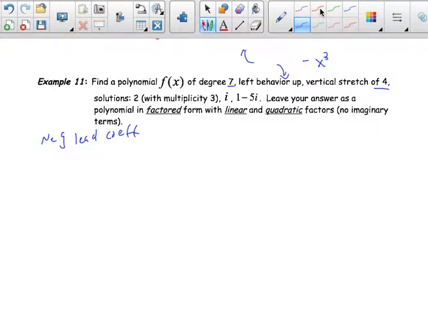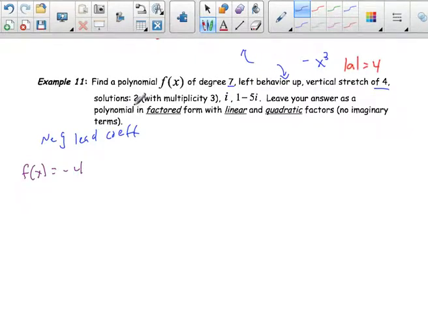A vertical stretch of 4 means that the absolute value of the leading coefficient is 4. If the absolute value of the leading coefficient is 4 and it's a negative leading coefficient, that means our polynomial function, if we begin to write it as f of x, is going to have a equal to negative 4.